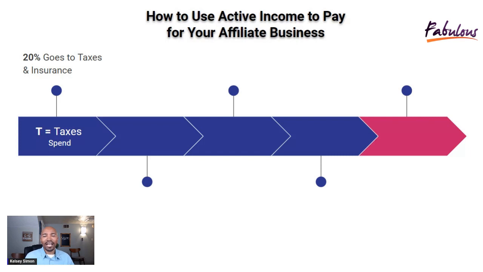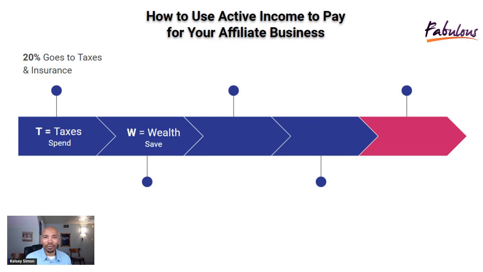And job income could also be self-employment income as well. So just any active income that you're earning from your employment, but you want to convert that income into your business so that you can earn some passive income. All right. So the first thing you want to do is take 20% of your active income, and that's going to go towards taxes and insurance. That's what you're going to spend.